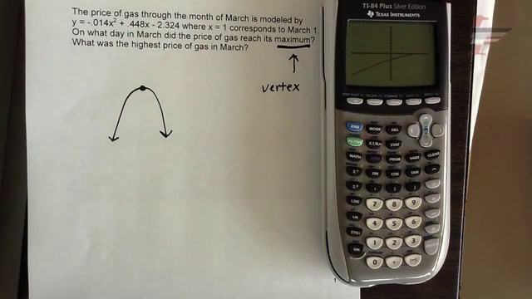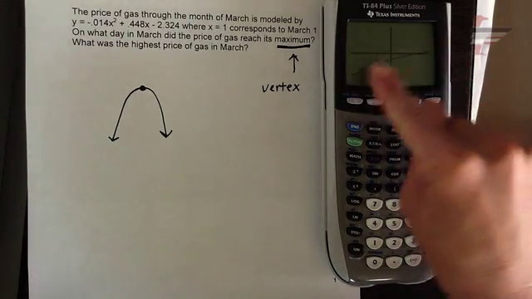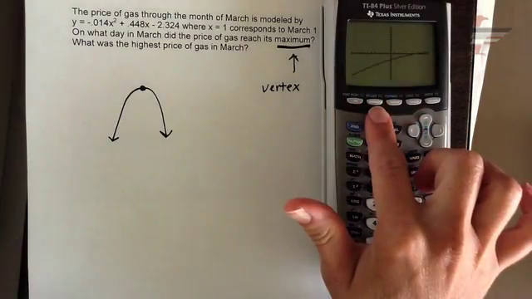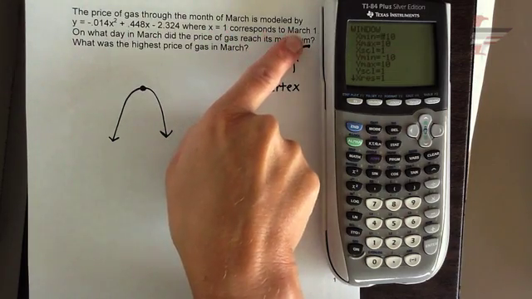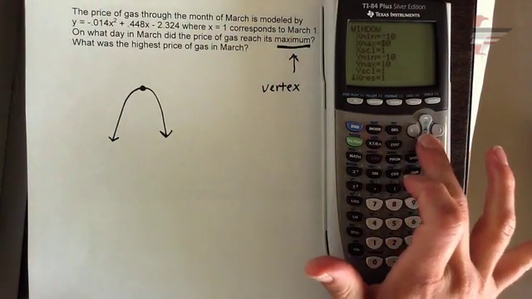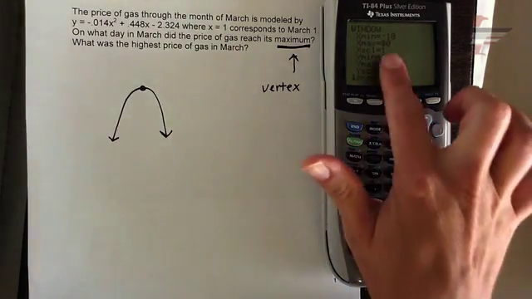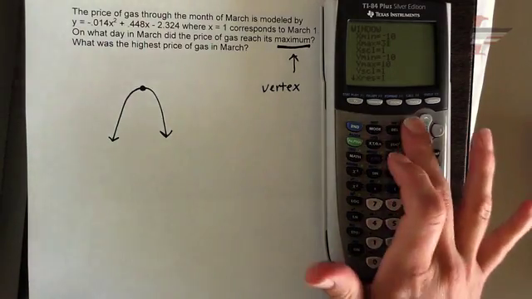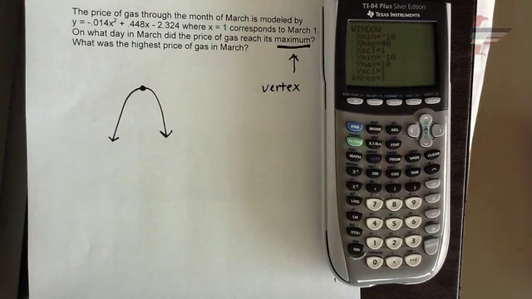Now again, I know this is opening down, and I know I'm looking for the maximum. Well, I don't quite see enough, so maybe I'm going to adjust my window. So I need to think about this. If I go to my window button, I know that x values correspond to days in March. So however many days in March, 30, 31, I'm going to just change this to 31. Or you can overshoot too, if you wanted to change it to 40 days, even though there aren't 40 days in March, right?